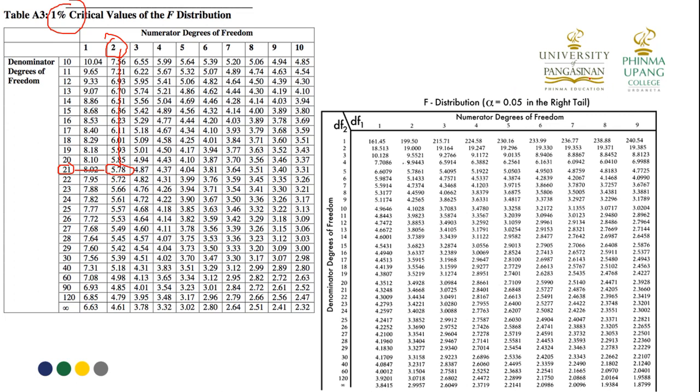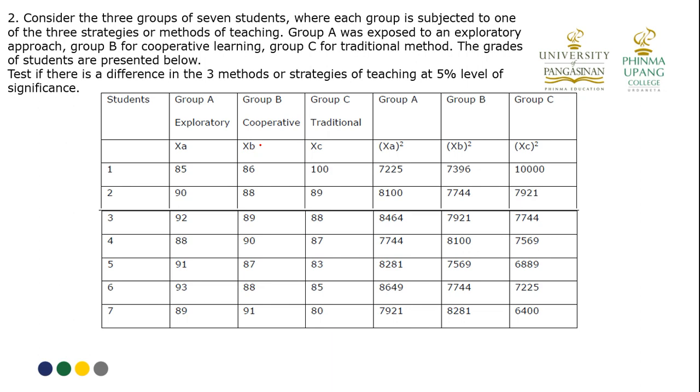Okay, ito. Sunod natin itong 0.057. Aking tanong eh. So, consider the 3 groups of 7 students. Ngayon naman, 7 yung yes?